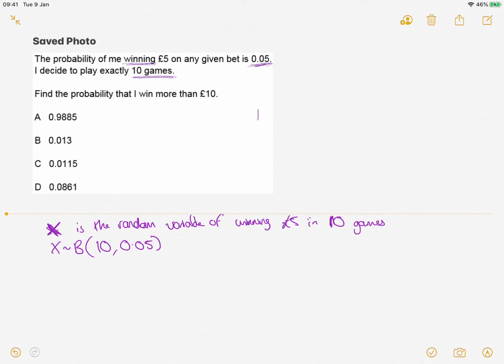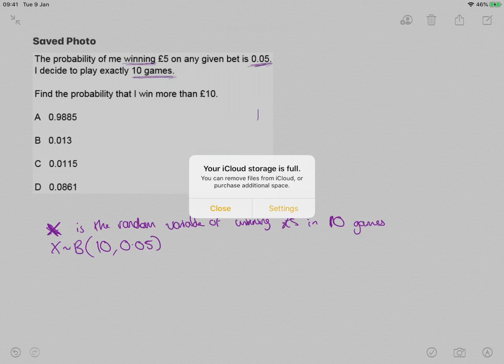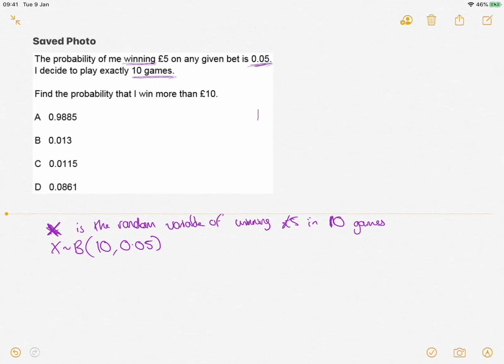So let's think about how many games I would have to win to get more than £10. Well, if I won 0 games, then I'd obviously get £0. If I won 1 game out of all of the 10 games that I played, then I'd get £5. But if I won 2, then I'd get £10. So does that fit? Find the probability that I will win more than £10. So no, I want more than £10.